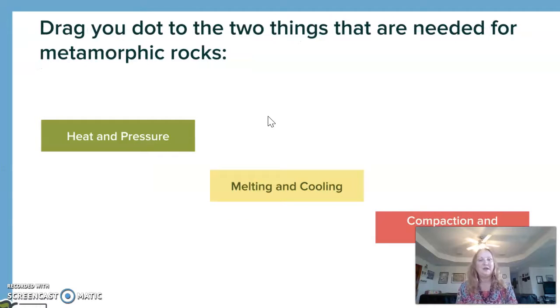What are two things that are needed for metamorphic rocks? If you could just move your cursor. It looks like you're all understanding heat and pressure.